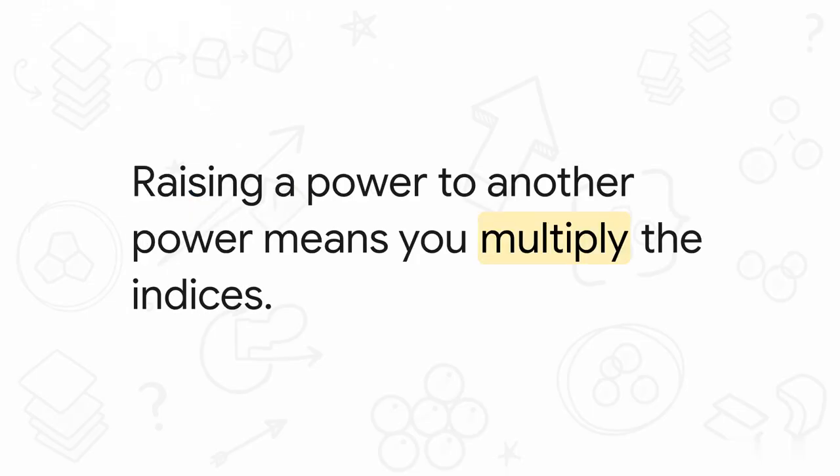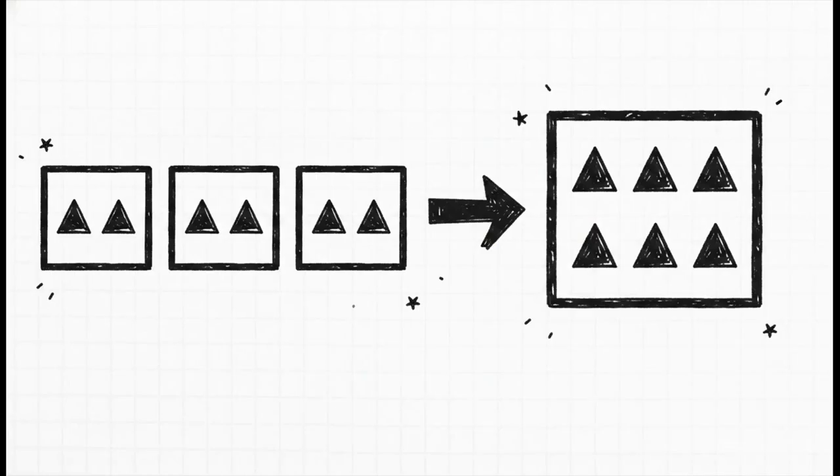Okay, but what about a power raised to another power? Just multiply those indices right together. Like 4 squared all cubed rapidly explodes into 4 to the 6th, or 4096.